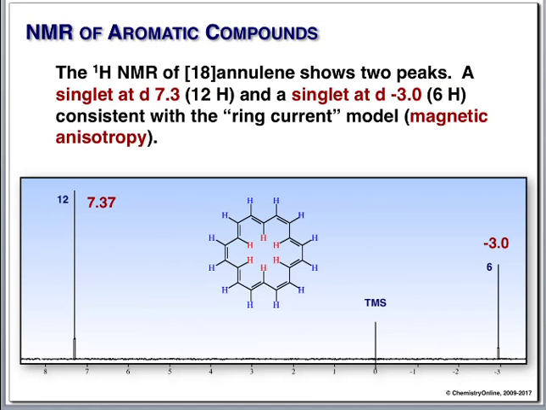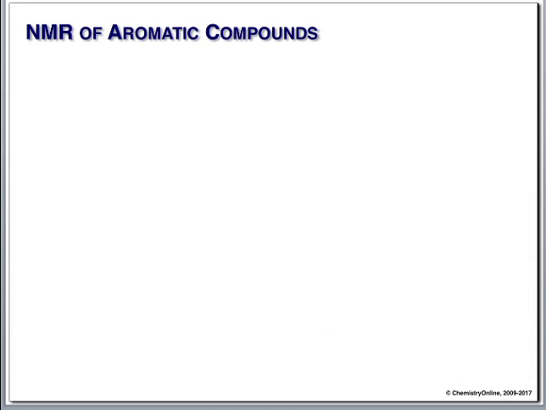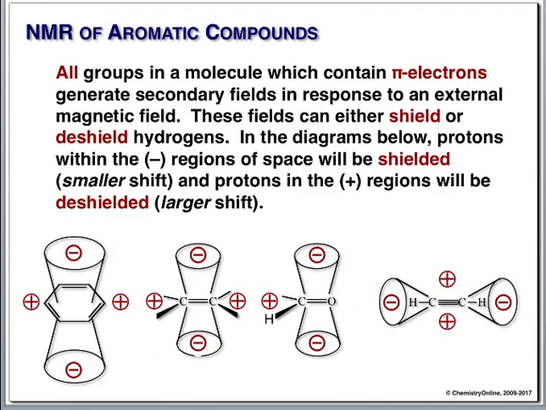This type of effect actually occurs quite often whenever you have pi systems. If you have an aldehyde, the hydrogen on an aldehyde is shifted way up. That's because of the pi system in the carbonyl. The other thing that's notable here is for an alkyne. Remember, the alkyne hydrogens were really, really low. That's because the pi system here shields them, just like in 18-annulene, not quite as much so, and pushes them down to one or two.